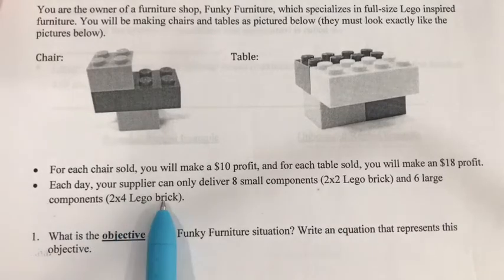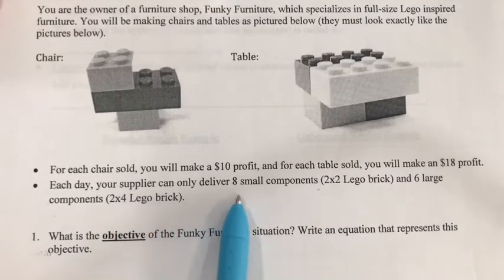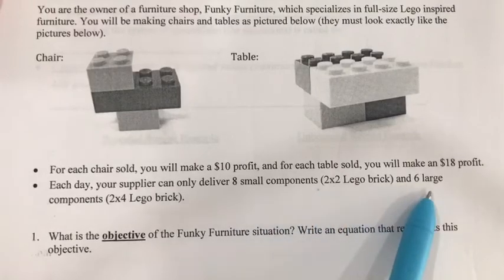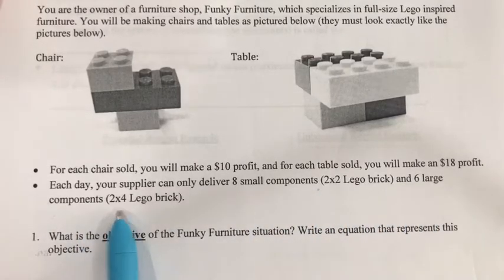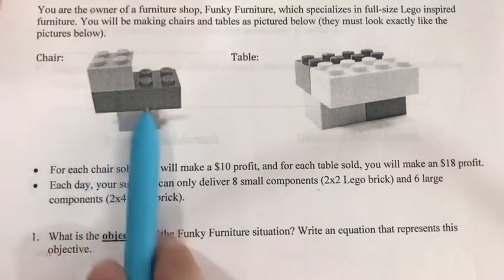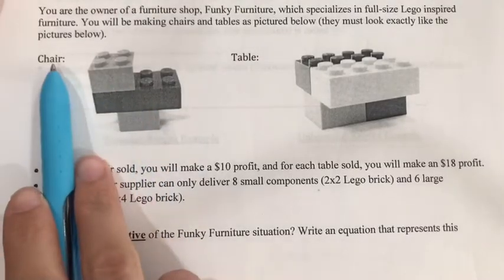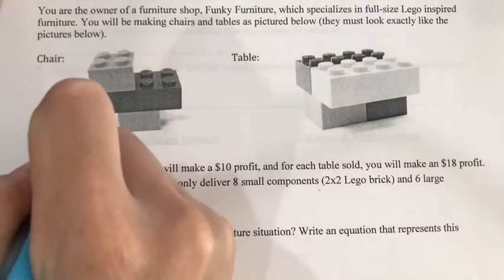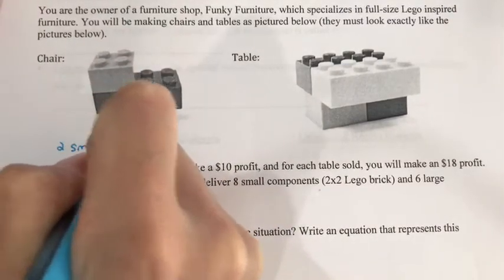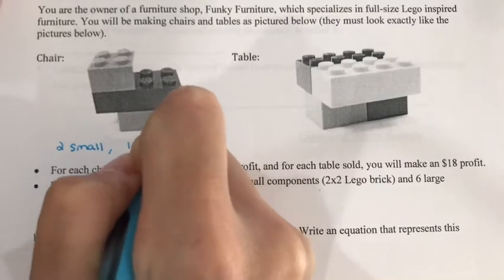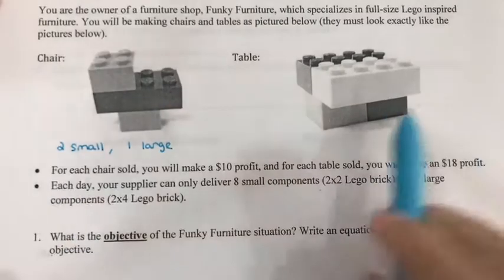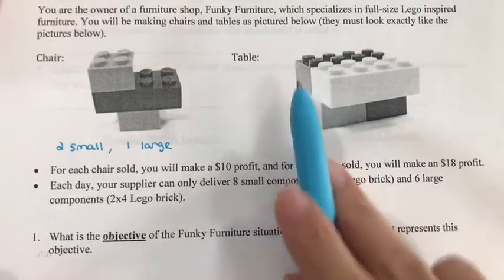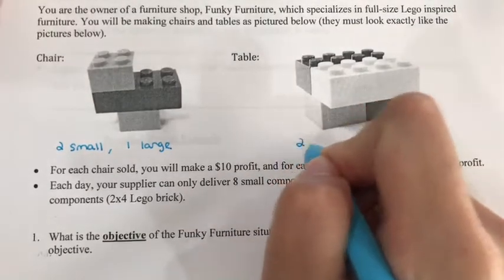Each day, your supplier can only deliver 8 small components, which are 2x2 Lego bricks, and 6 large components, 2x4 Lego bricks. So if you look at this diagram here, the chair is made up of 2 small pieces and 1 large. And then the table has 2 small pieces on the bottom and then 2 large on top.